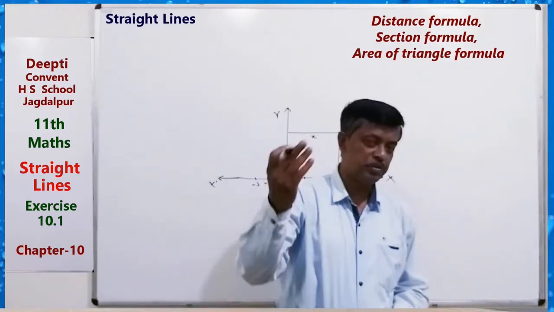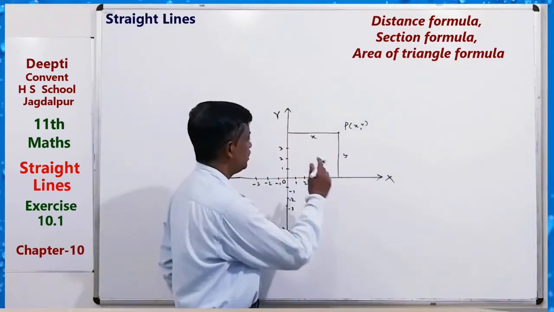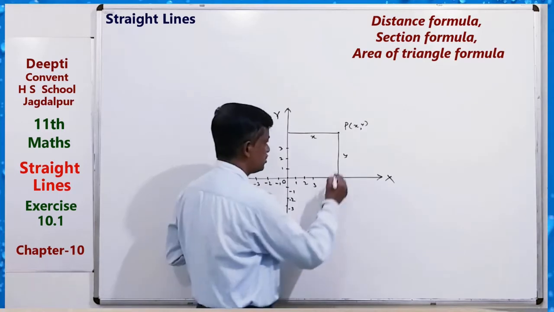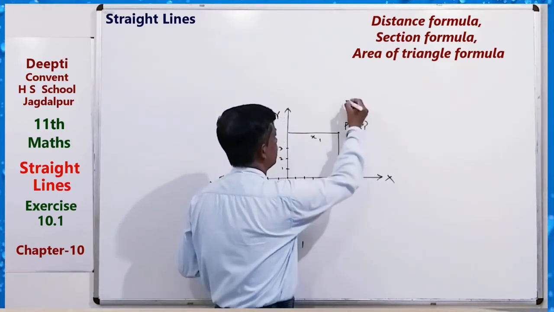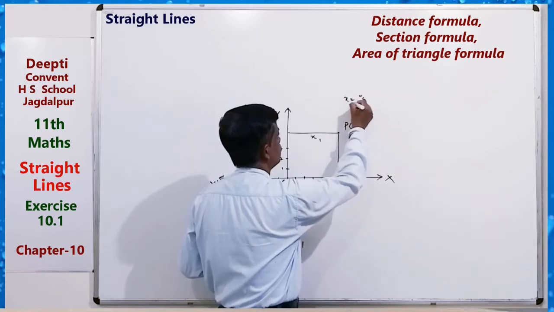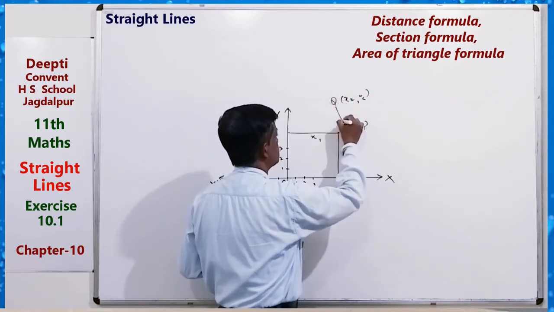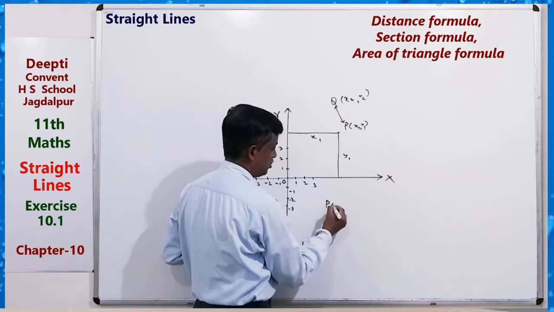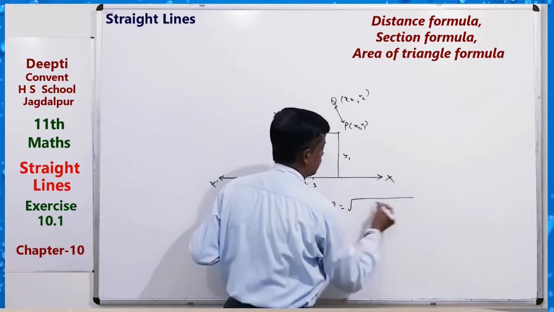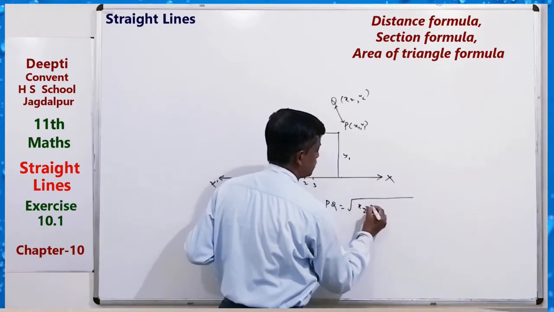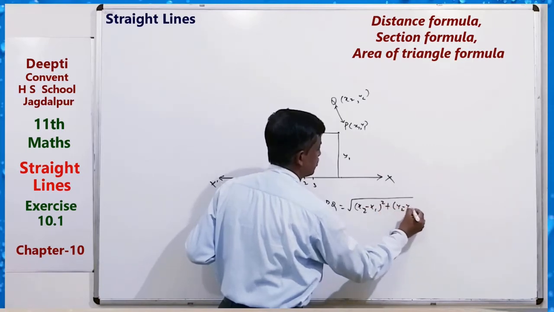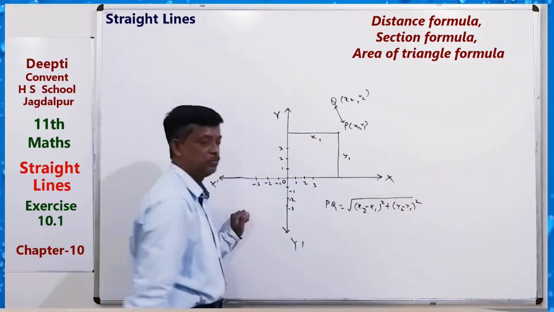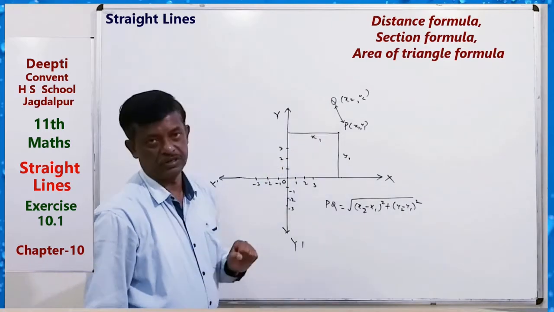So what is the previous formula? The distance formula between 2 points. Suppose there is a point (x1, y1) and another point (x2, y2), P and Q. Then the distance PQ equals the root of (x2 minus x1) squared plus (y2 minus y1) squared. This is the distance formula between 2 points.